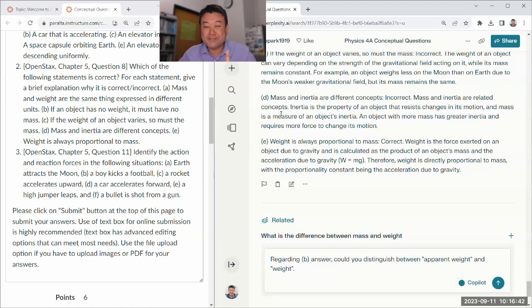Let's see. They are related concepts. Inertia is the property of the change in motion. Mass and... I would say this is a little bit incomplete.